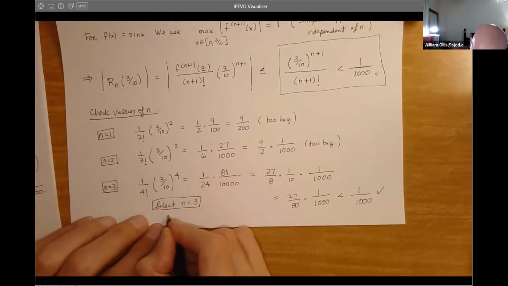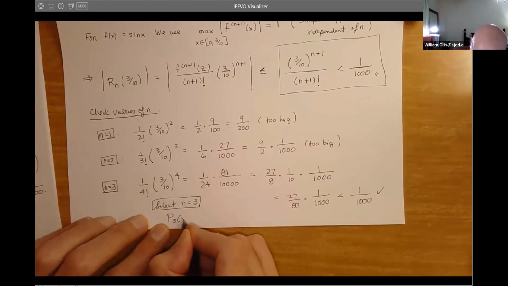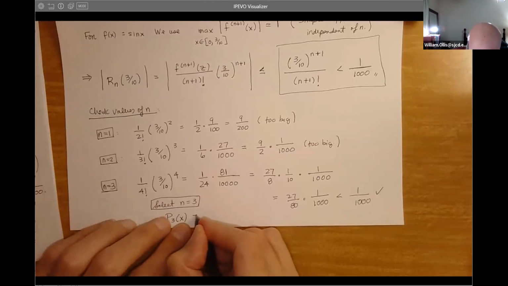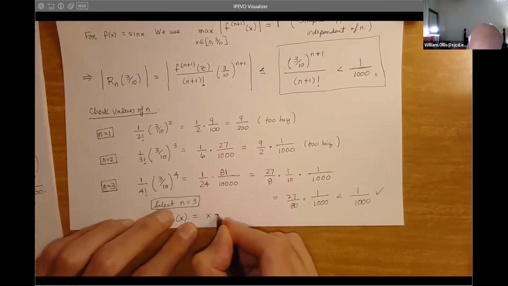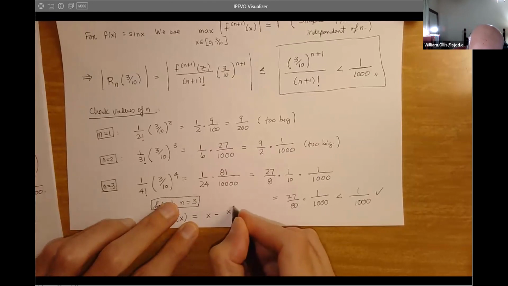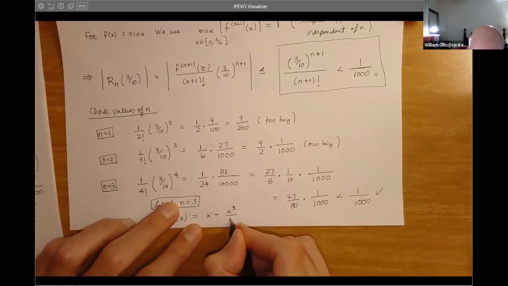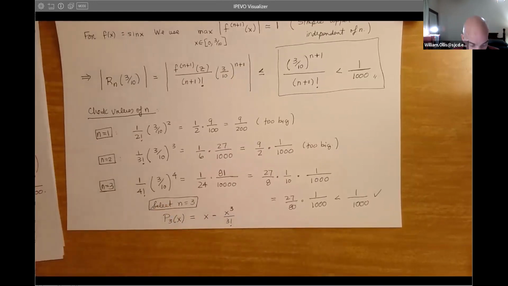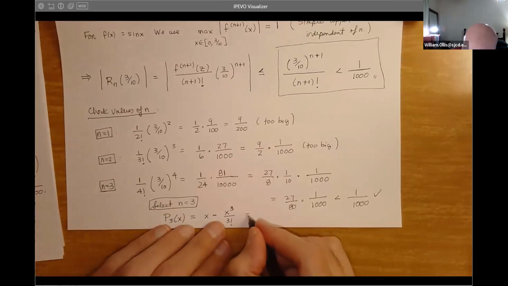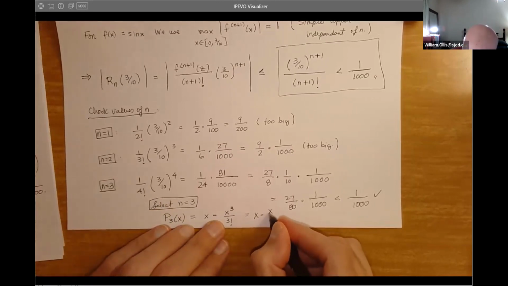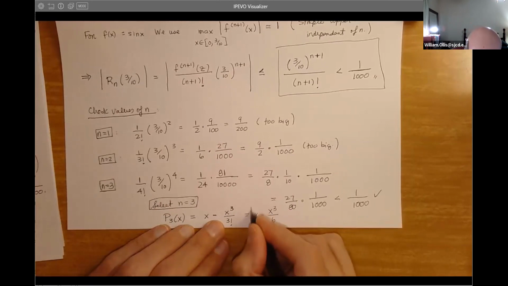So now this just says select n equals 3. And so we will have the third degree polynomial. And if you do it for sine, it's easy. You just get x minus x cubed over 3 factorial. These are easy. These polynomials are easy. And that will do it. So this is just x minus x cubed over 6.